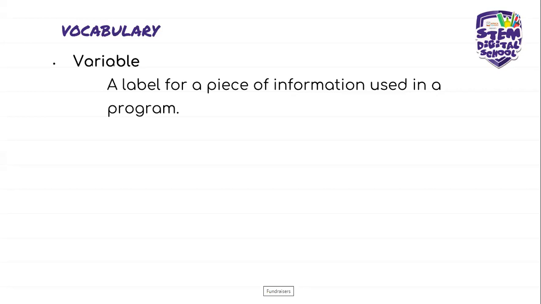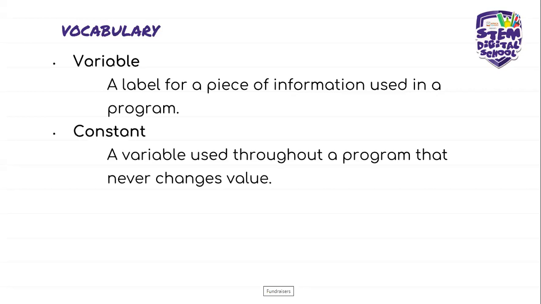Then also, what is a constant? Because we can use a constant within a variable. A constant is something that doesn't change, so it is a variable used throughout a program that never changes value. So it's still a variable, still something that we can go and change. It's just that in this part of the lesson, we use it as a constant. We will only assign one value, and then use that value for everything that we do. I hope that helps, and as we go through the lesson, I'm sure you'll see exactly what we mean by that.